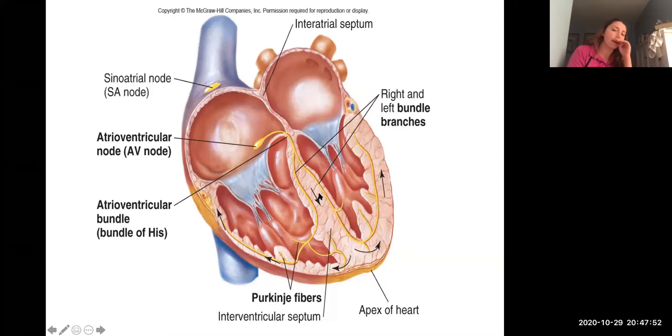Because she never talked about how the bundle of His or the right and left bundle branches could depolarize. She never said a word about it. So I'm guessing that it can be done in those two places.